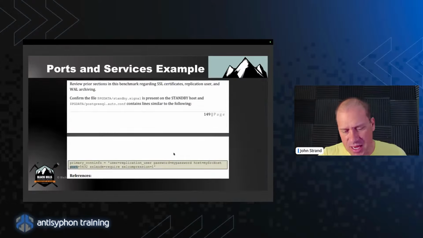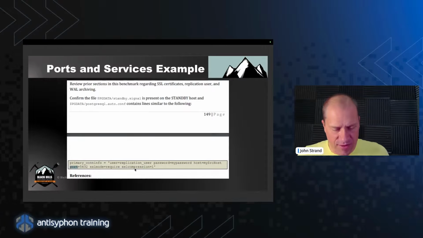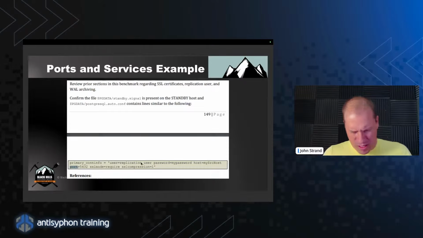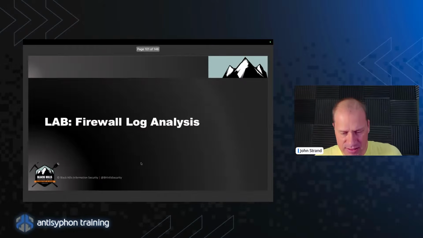Ports and services: I can go through the guide, and it shows the config that we would have. I can run this command, get the config out of this file, and see what port it's on, 5432, and whether or not it's requiring SSL/TLS.